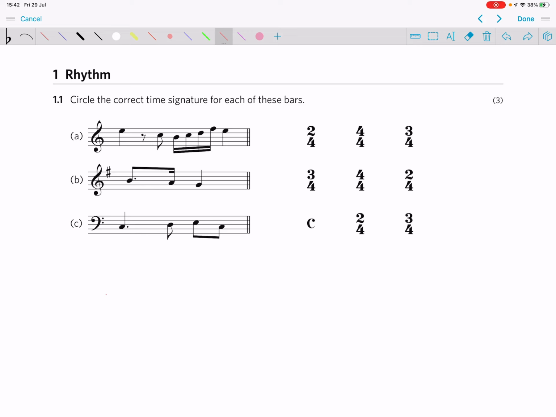This is the Music Theory Nuggets series for ABRSM Grade 1 Theory. First of all, we're going to look at question 1.1. Circle the correct time signature for each of the bars.